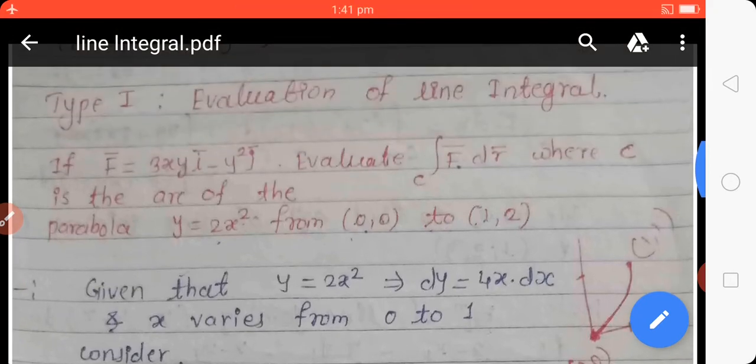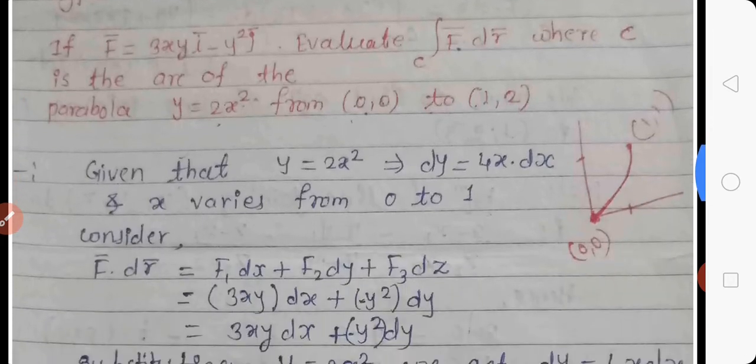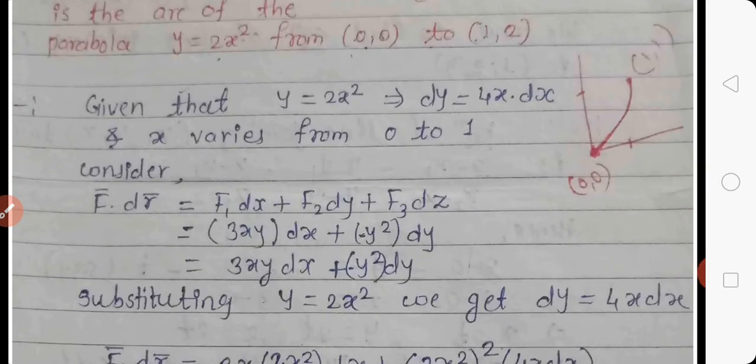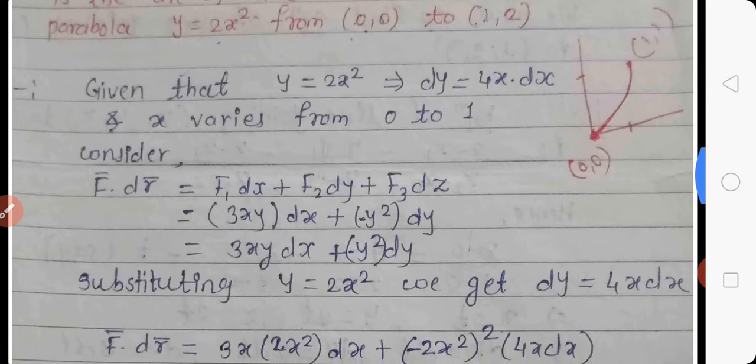Here we are given F bar is 3xy i bar minus y squared j bar, and here we know the value of dr bar is dx i bar plus dy j bar plus dz k bar. Therefore, we got the value of F bar dot dr bar is 3xy dx plus (minus y squared) dy. That is, 3xy dx minus y squared dy.